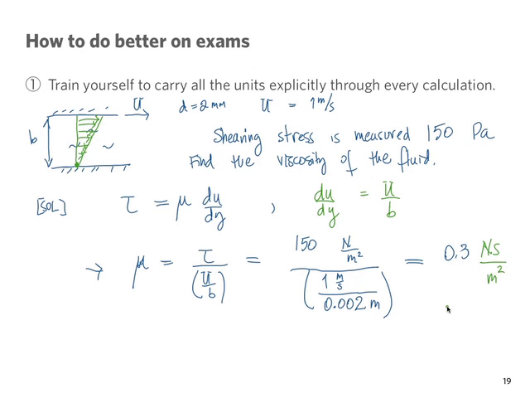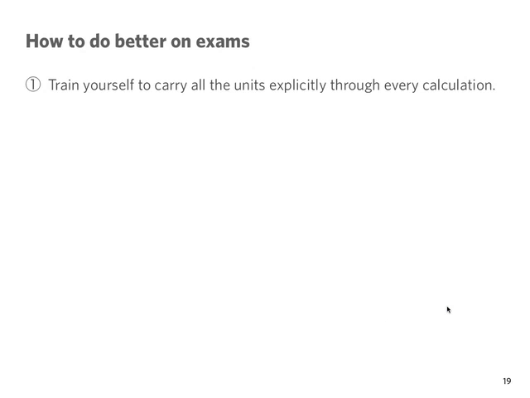Second example. Let's do another example. So this is example 1A, and example 1B is the following. We have a layer of water that flows down an inclined plane, and we are able to observe by some means that there is a parabolic velocity profile.